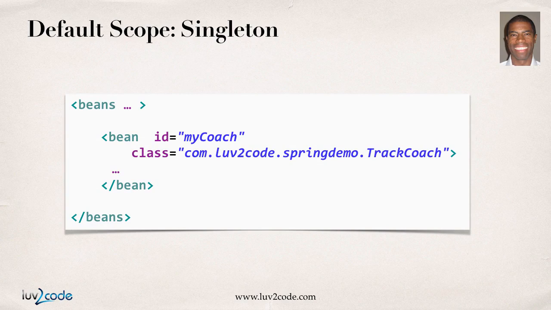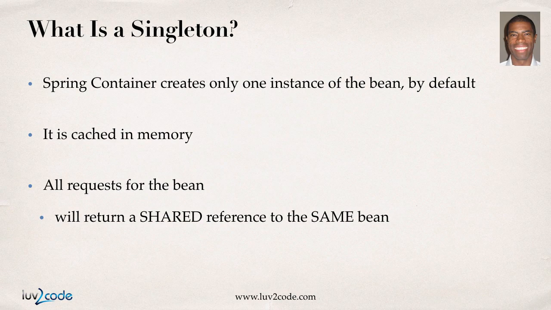So the default scope for a bean is singleton. Here's an example of some bean code that we had earlier, and we didn't explicitly give a scope. So by default, the scope is singleton. But now you're probably wondering, what exactly is a singleton? We know it's the default scope, but what is it? Well, for a singleton, the Spring container creates only one instance of the bean. It's cached in memory, and then all requests for that bean will return a shared reference to the same bean. So the end result is that there's only one bean and everyone will share it.